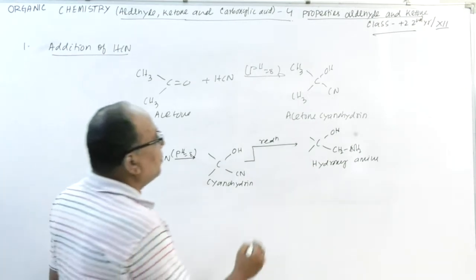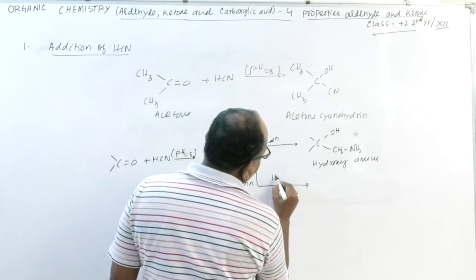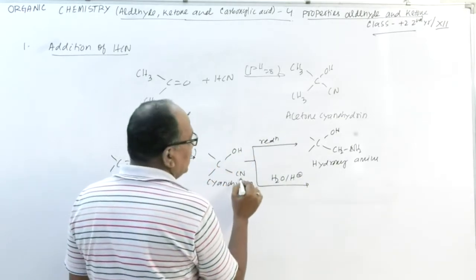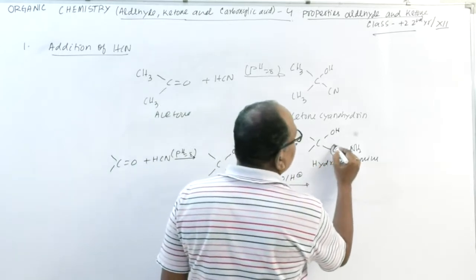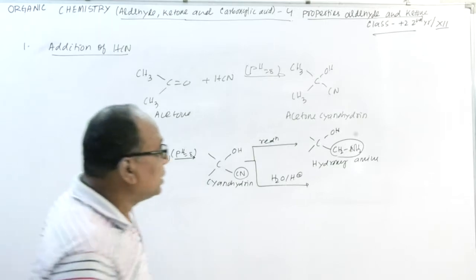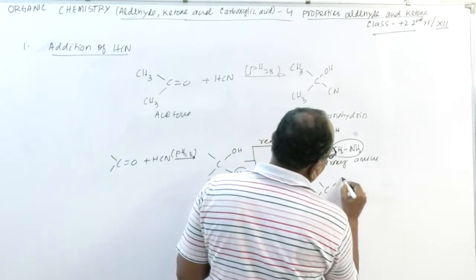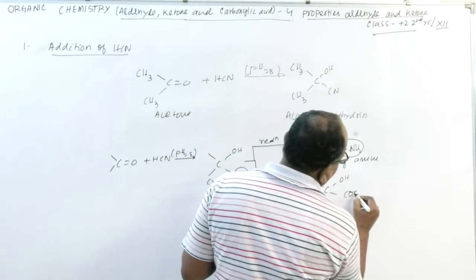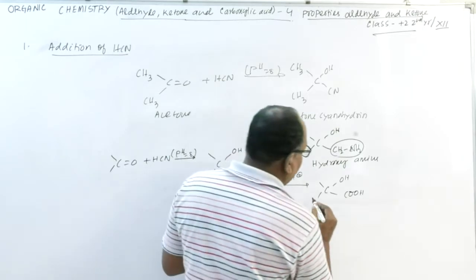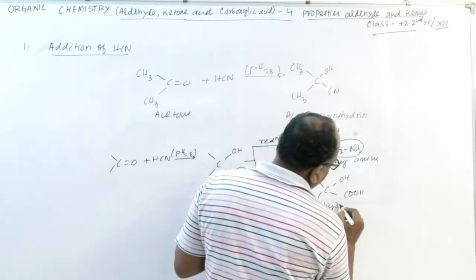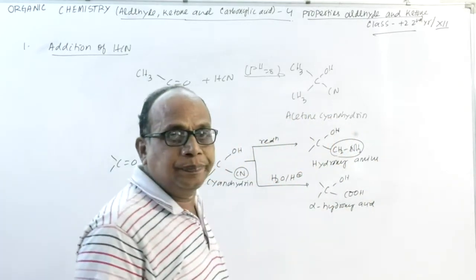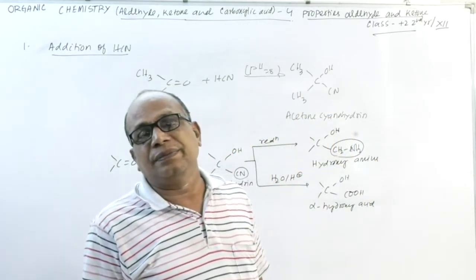If this cyanohydrin compound undergoes hydrolysis, the CN group is hydrolyzed to a COOH group. So it forms a compound that is an alpha hydroxy acid, just like lactic acid.